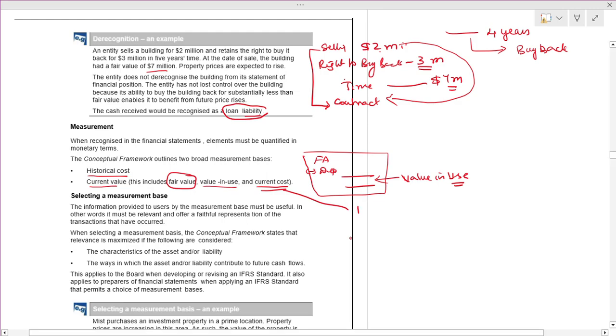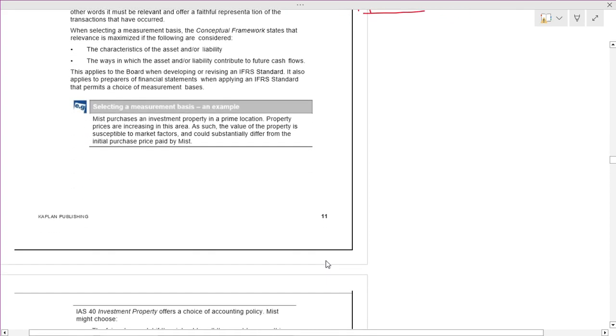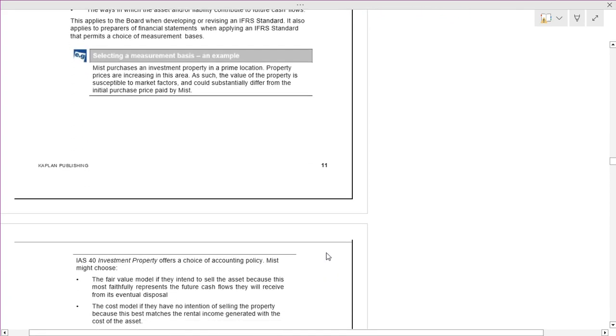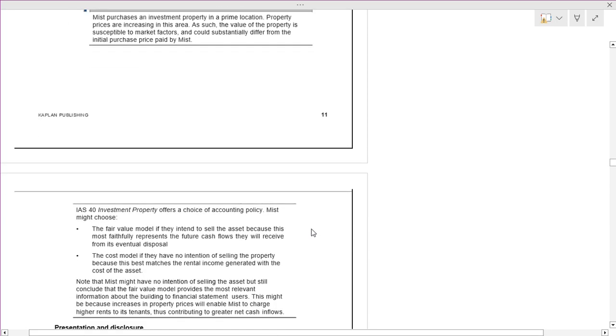Current cost is used whenever there is a replacement. See, everything is very clearly defined. We should not have any confusion in understanding the concept. Fair value is whenever there is buying and selling. Value in use is how you are going to show it in the financial statement. Current cost is when you are talking in terms of replacement. That is selecting a measurement basis, fine. We'll cover this.